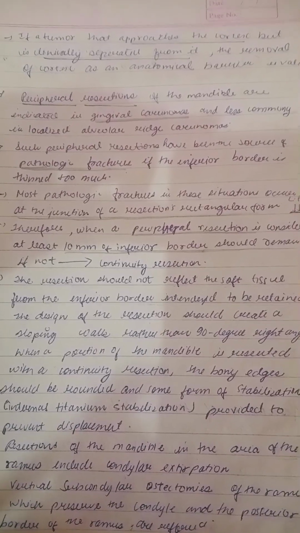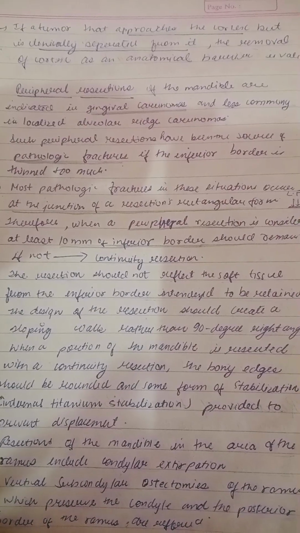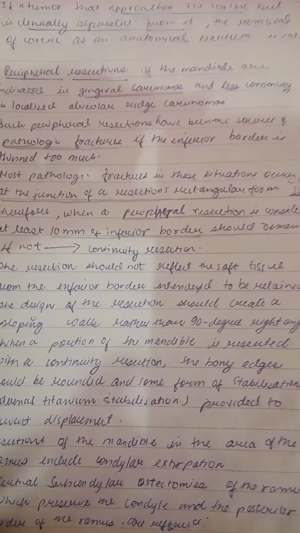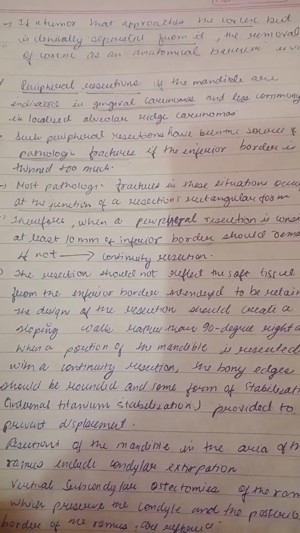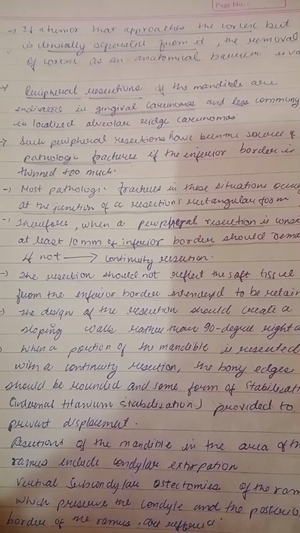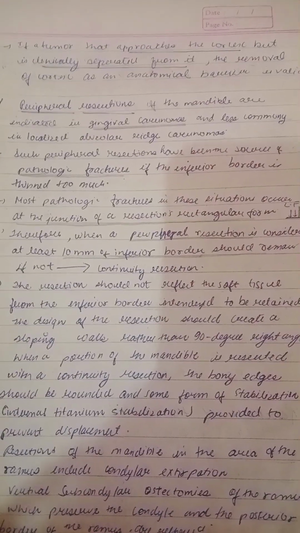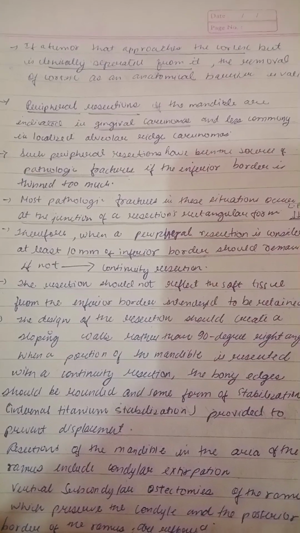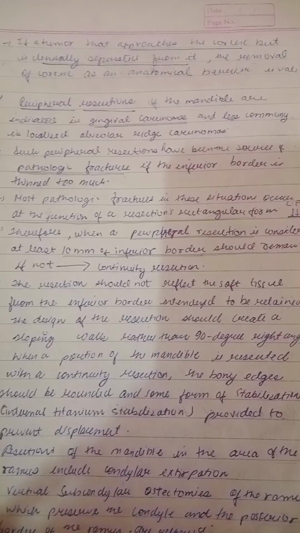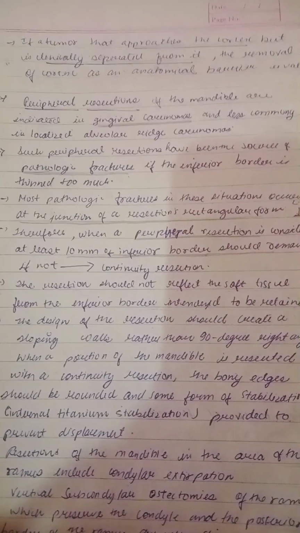Now, peripheral resection of the mandible is indicated in gingival carcinomas and less commonly in localized alveolar ridge carcinoma. Mainly peripheral resection we do in gingival carcinoma. Such peripheral resections have been the source of pathologic fractures if the inferior border is too thin. अगर inferior border बहुत thin है तो it will result in pathological fracture.